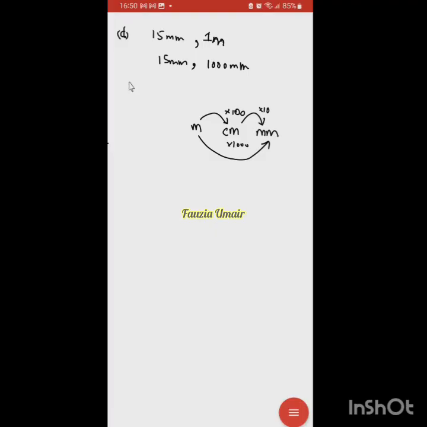So now you can say 15 by 1000 is the ratio or fraction of one quantity as a percent of the second. So to change it into percent, we will multiply it with 100. Now you can cancel these two zeros. So it is 15 by 10. What would be the answer? 15 divided by 10.